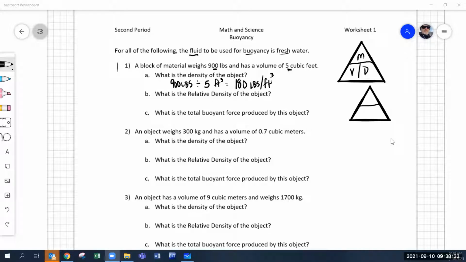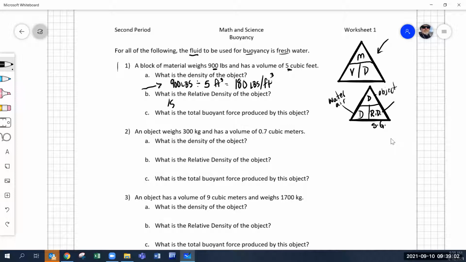So there's the density right here. So this is what I did. There's the density triangle. So now it wants the relative density. So we take the density of the object and we divide it by the density of water or air, depending on what that object is. And that will give us our relative density or specific gravity.